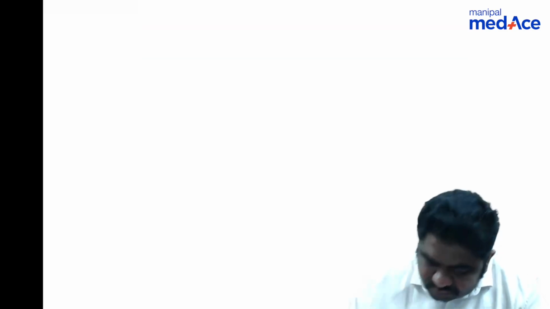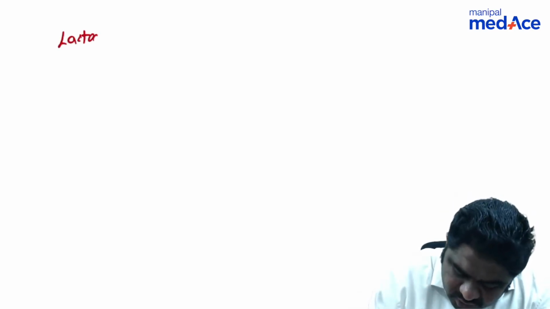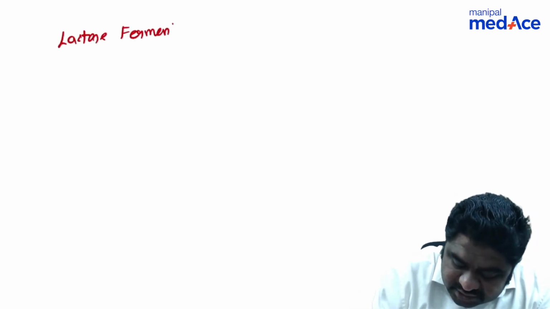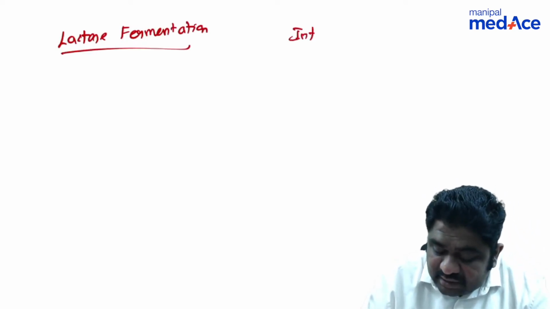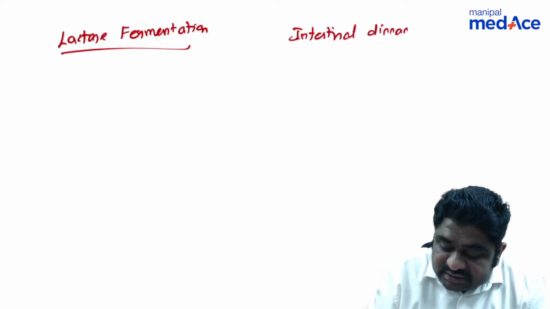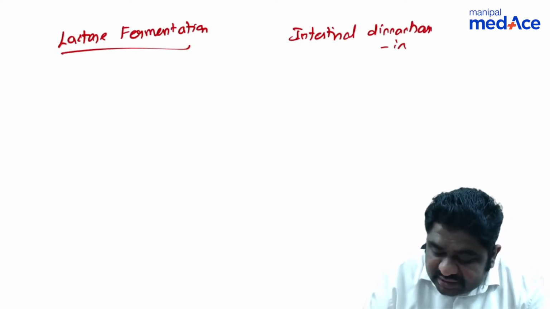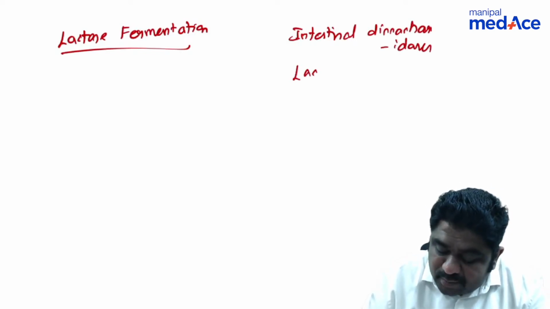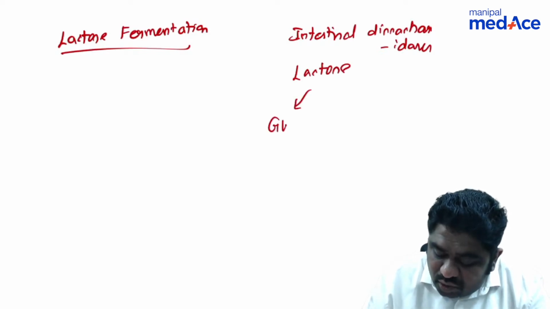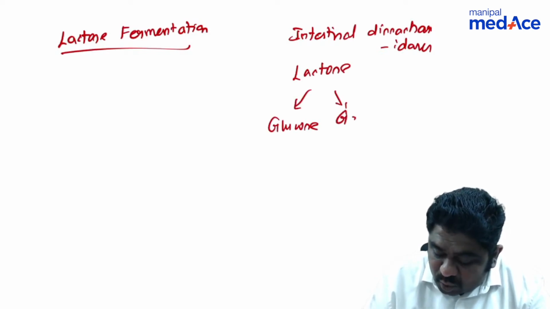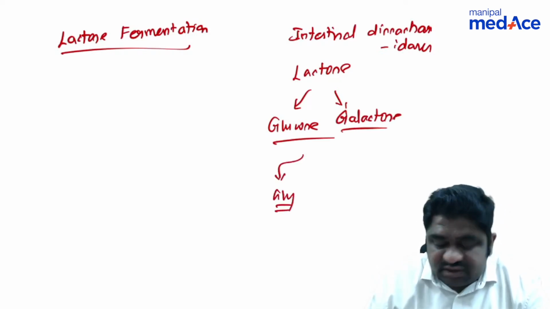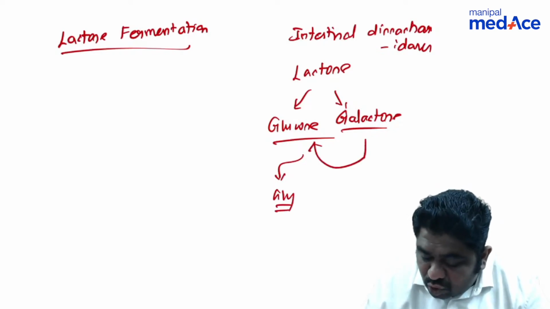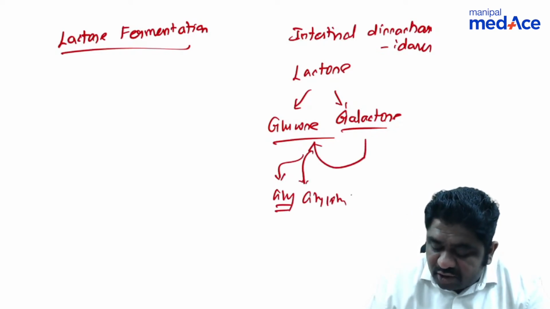Look at this. You speak of lactose fermentation vehemently. If I am eating lactose containing food, the intestinal disaccharidases will be able to break the lactose into glucose and galactose. Then glucose will enter into glycolysis. It can give you ATP. Then galactose will epimerize to glucose, and then it is again capable of entering into glycolysis. So energy can be produced.